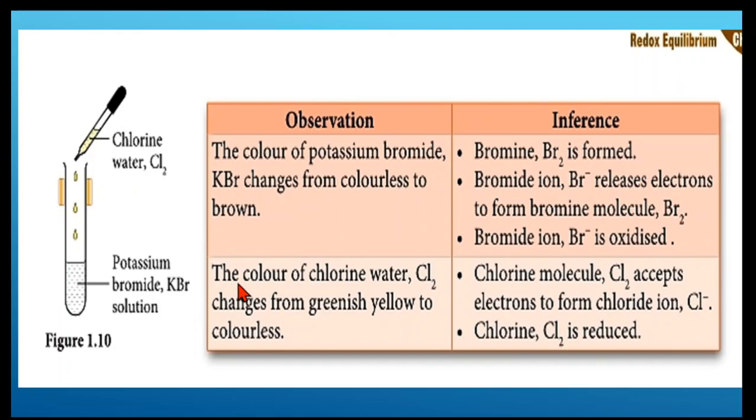Second observation, the color of chlorine water changes from greenish yellow to colorless. Di sini mula-mula masuk ni dia punya warna adalah greenish yellow. Tapi bila dia sudah campur dalam solution ini, dia jadi colorless. Kenapa? Inference dia ialah chlorine molecule accept the electron from the bromide tadi to form chloride ion. Cl minus. So, chlorine is reduced. Maksudnya, reduce di sini dia accept the electron.